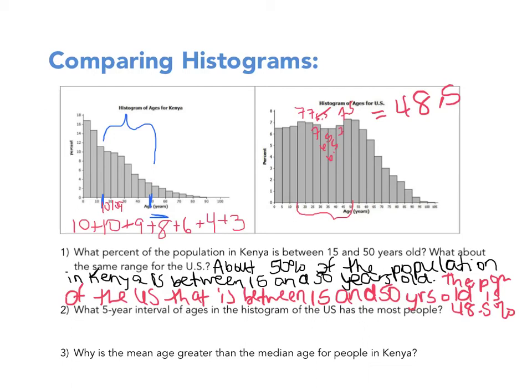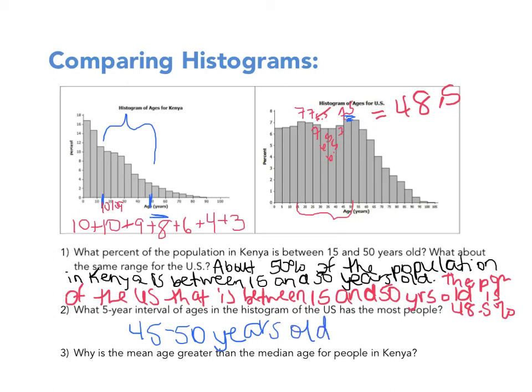The second question here is, what 5-year interval of ages in the histogram of the U.S. has the most people? So I need to find the highest bar, which is this one right here. So it looks like the most common age to be in the U.S. right now is between 45 and 50 years old.